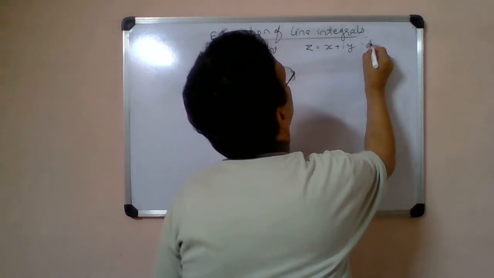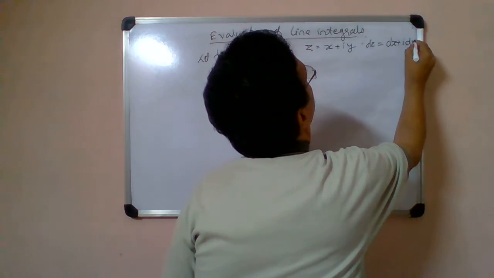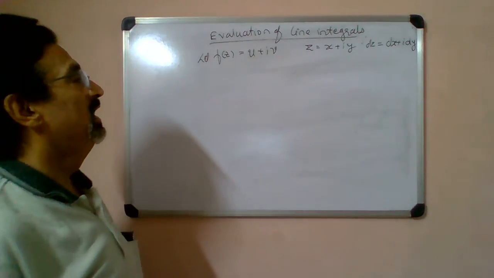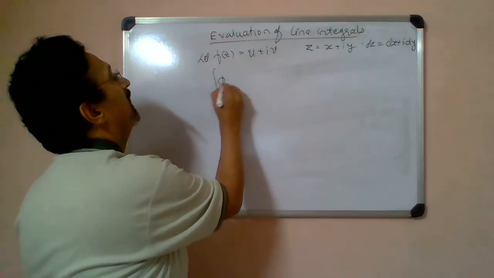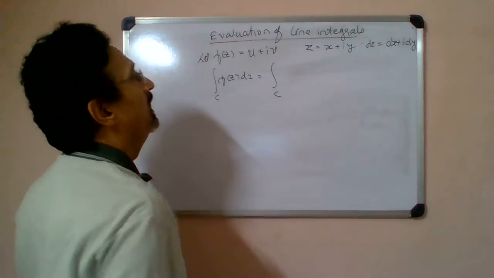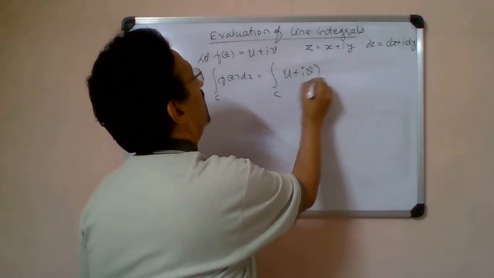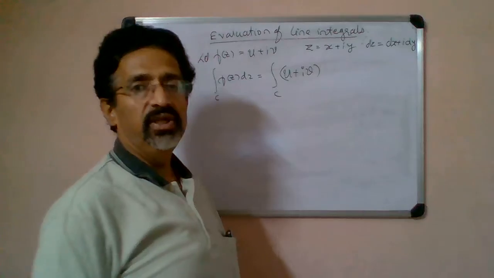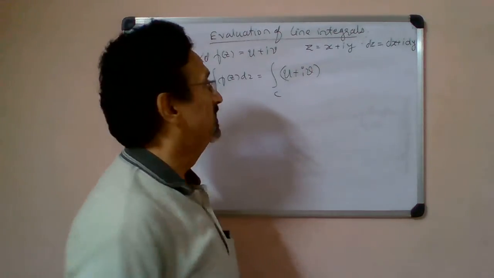Therefore what will be dz? dz will be equal to dx plus i times dy. So now the integral over C of f(z) dz will be the integral over C, instead of f(z), I write u plus i times v, times dz. u and v are functions of x and y, they are real valued functions. u is the real part, v is the imaginary part.